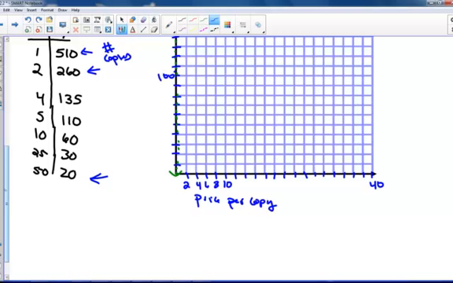So 4 is 135. 5 is 110. 10 is 60, and 25, which is right here, is 30. So if we went way over here to 50, which is going to be somewhere over here, we're going to be at 20.